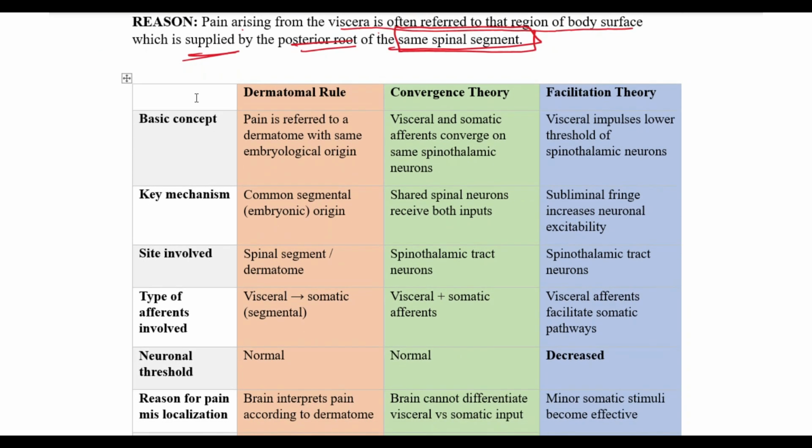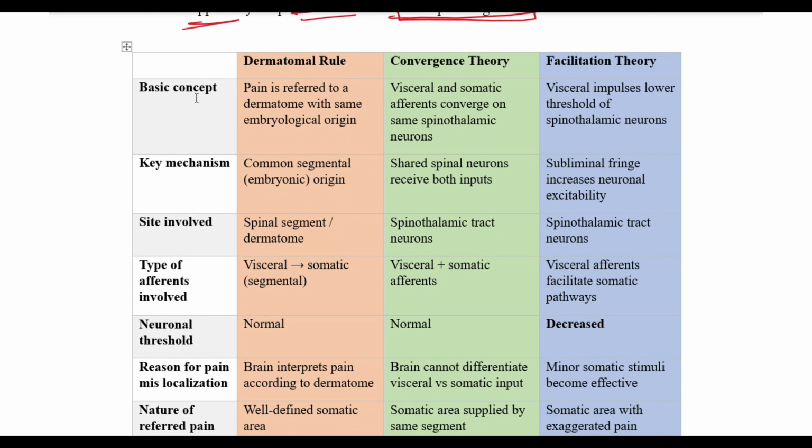So we have the three theories that will explain to us the referred pain. We have the dermatomal rule theory, the convergence theory and the facilitation theory. The first theory is that pain is referred to a dermatome with the same embryological origin. The convergence theory states that the visceral and the somatic afferents that are present, they converge in the same spinothalamic neuron. The facilitation theory states that the visceral impulses lower the pain threshold of the spinothalamic neurons.